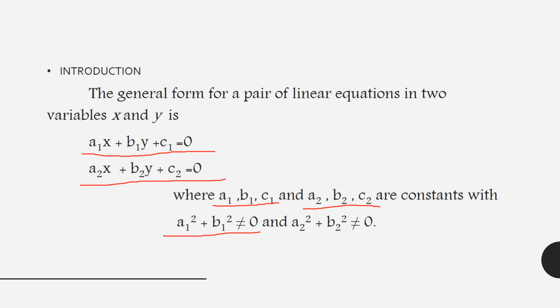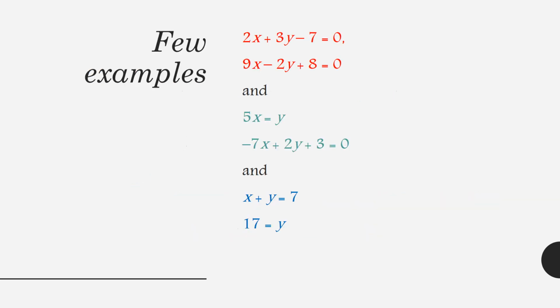Satisfying the condition a1 square plus b1 square is not equal to 0. Similarly, a2 square plus b2 square is not equal to 0. Let's see some examples.